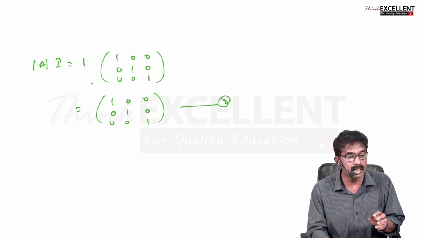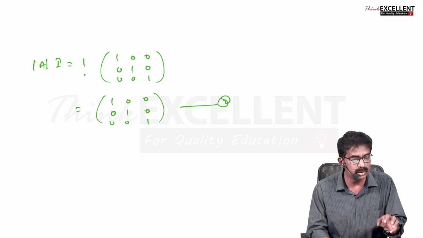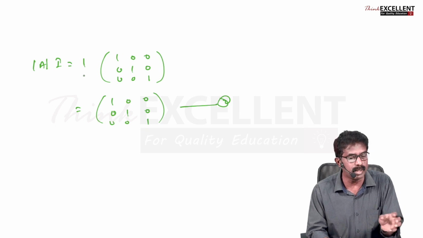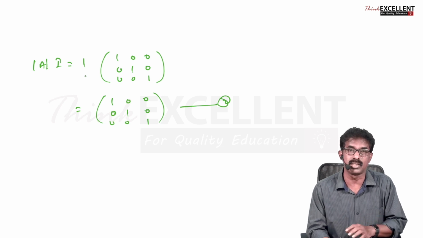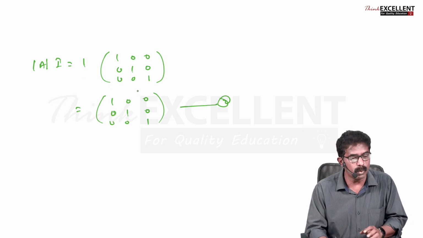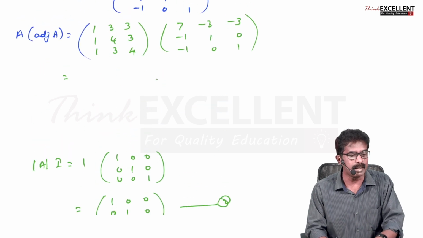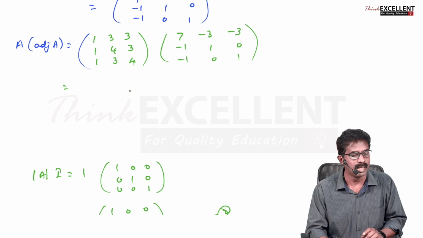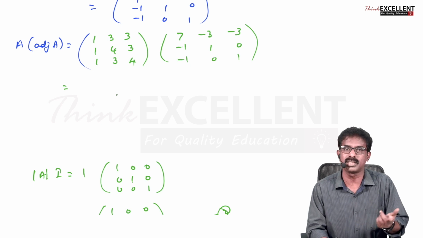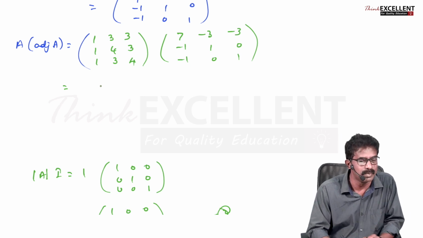Suppose the determinant A value is 7. 7 into I3, you multiply every term by 7, then you would have got 7, 0, 0, 0, 7, 0, 0, 0, 7. Why am I writing this? If you multiply these two matrices, you are supposed to get that, so you can understand whether it is correct or not. If not, you have to check it. Okay, so do it very carefully.